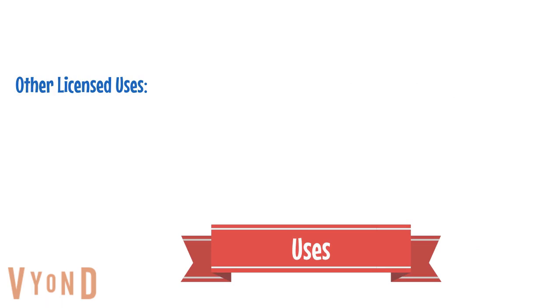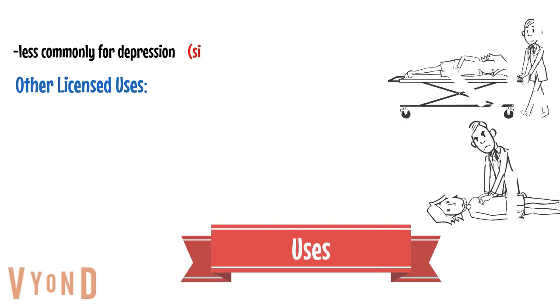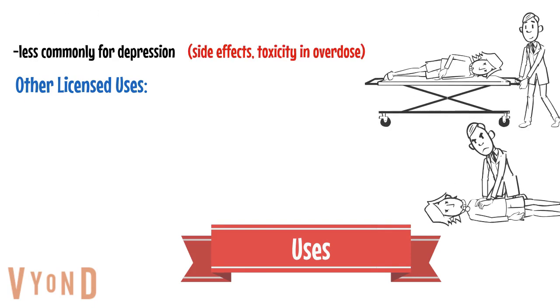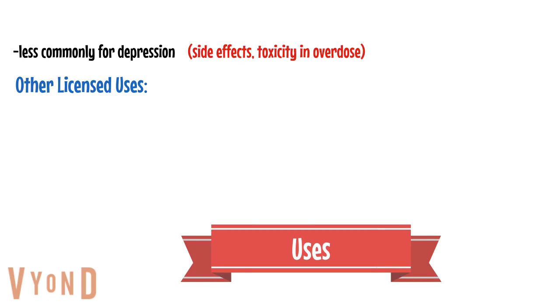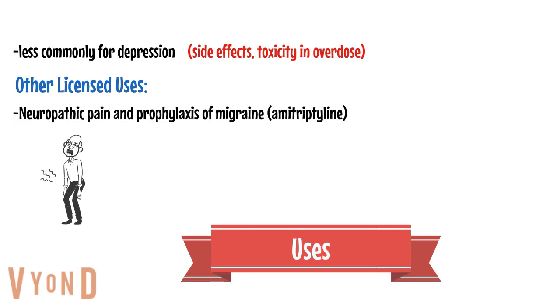Now let's talk about the different uses of TCA. As we all know, they are mainly used in treating depression. Nowadays, TCAs are used less commonly for depression due to their side effects and toxicity in overdose. TCA has other licensed uses such as neuropathic pain and prophylaxis of migraine, especially amitriptyline.